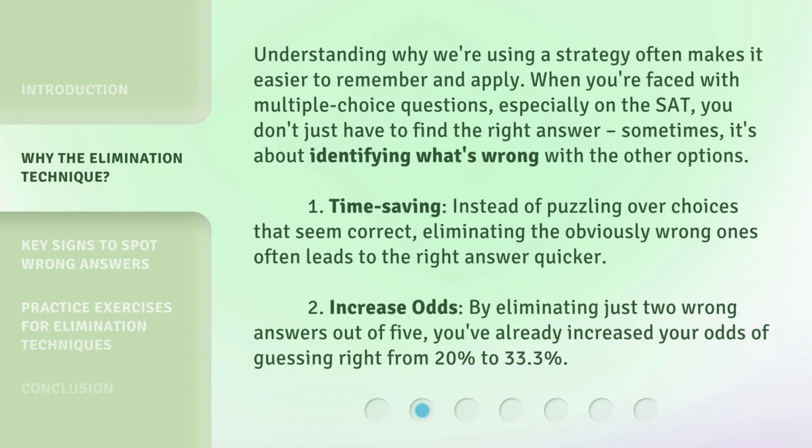1. Time saving. Instead of puzzling over choices that seem correct, eliminating the obviously wrong ones often leads to the right answer quicker. 2. Increase odds. By eliminating just 2 wrong answers out of 5, you've already increased your odds of guessing right from 20% to 33.3%.